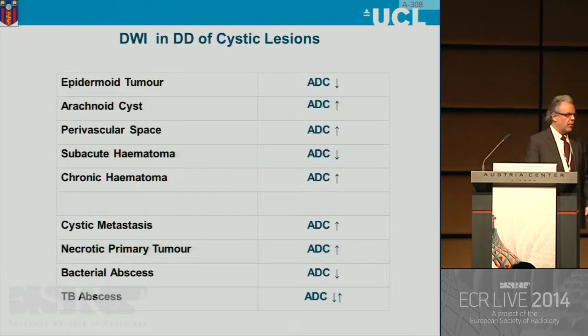So, next point, you all heard about this, differentiation of cystic lesions. So this is where DWI comes in really very handy in the clinic. Epidermoid tumors, for example, have a reduced ADC. Arachnoid cysts have increased ADC, as do perivascular spaces. I will show you examples of hematomas. Depending on the stage, they can be either restricting or not restricting. And then you have cystic metastases, necrotic primary tumors. And the famous thing is that bacterial abscesses, they are dense in the center, so they have restricted diffusion. It becomes more difficult with TB abscesses because they can behave both ways.